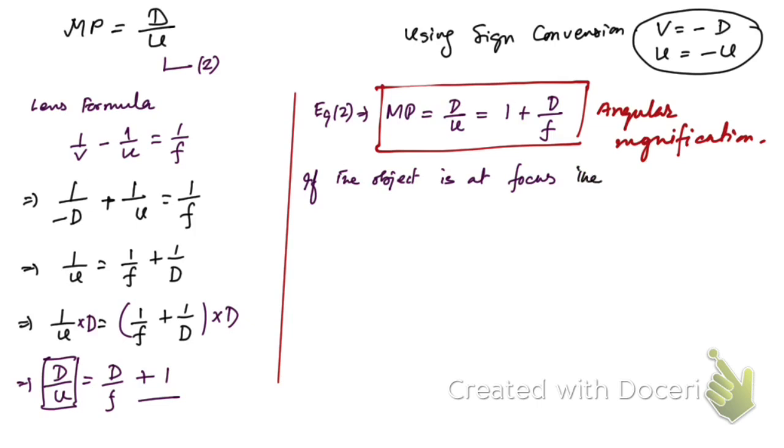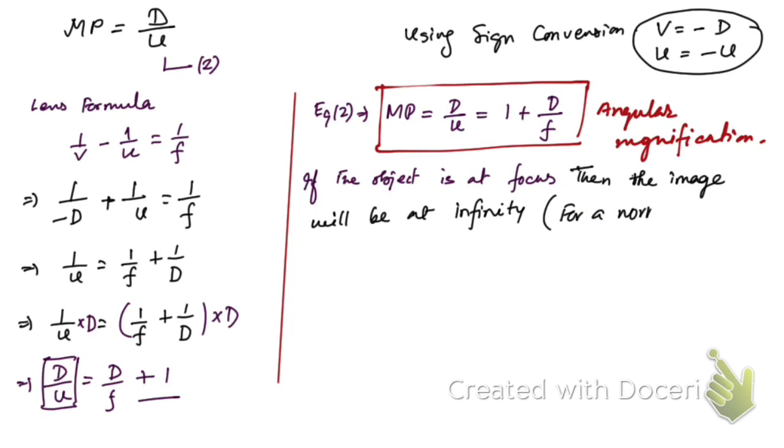Then the image will be at infinity, and we know that for a normal eye, infinity is the far point, so the maximum distance we can see is infinity. Okay, for a normal eye, far point is infinity.